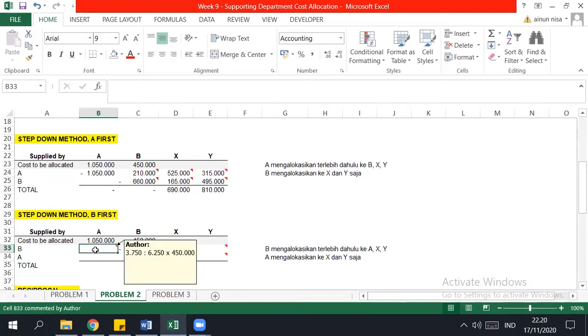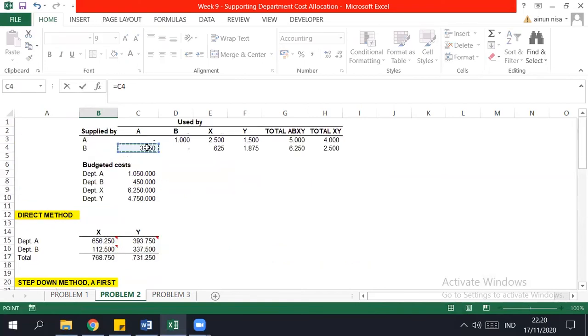For allocation to Department A, the formula is 3,750, which comes from this information, divided by the total of A, B, X, and Y, which is 6,250, and then times the cost of Department B, which is 450,000.